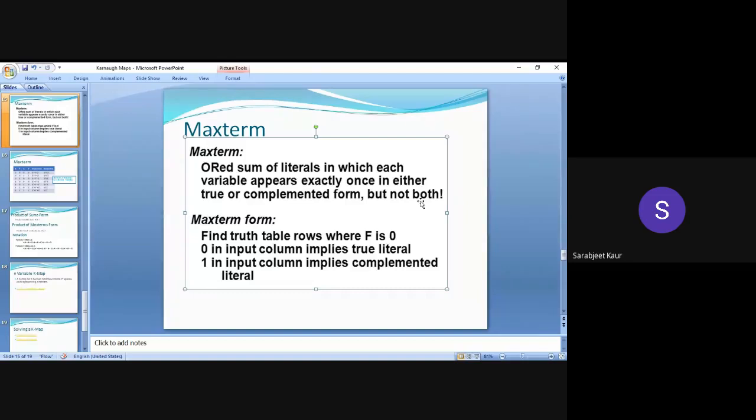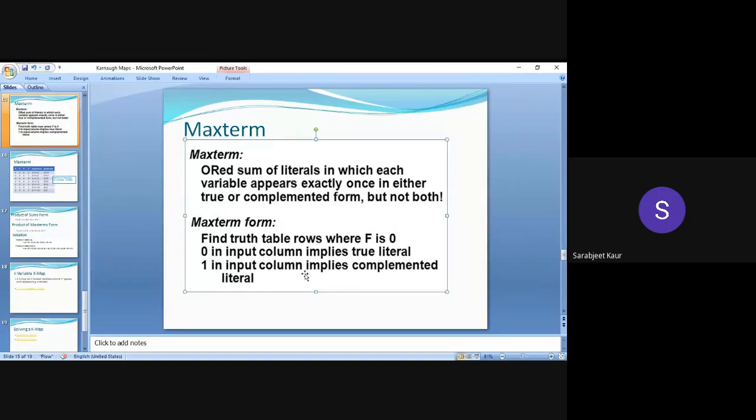Okay, now how to obtain the max term form? In the min term, we looked for a 1. Okay, here we are going to look for a 0. So find the truth table rows where f is 0. Okay, every 0 in the input column implies a true literal, and 1 in the input column implies a complemented literal. Let us see what this means.